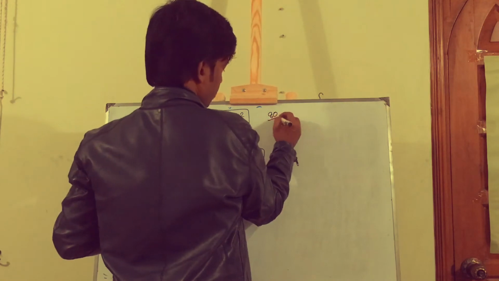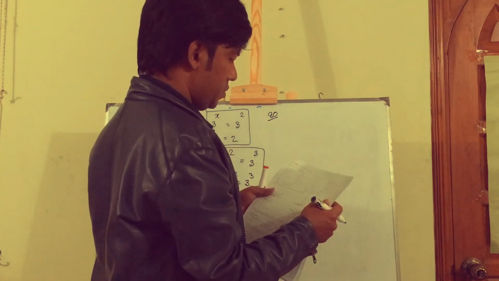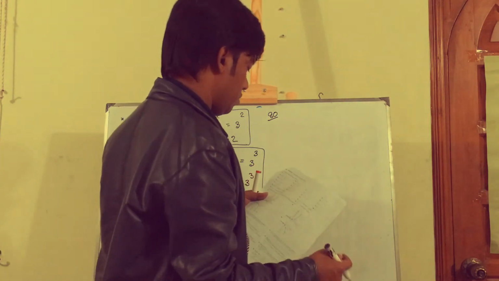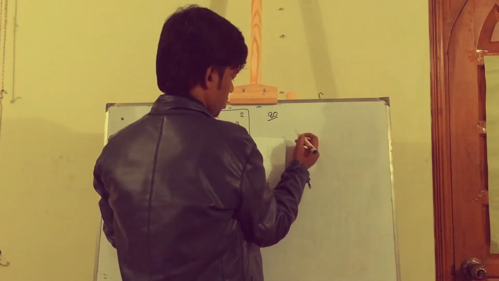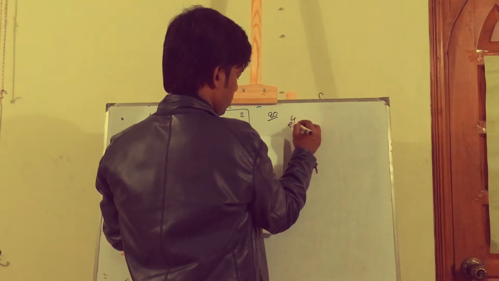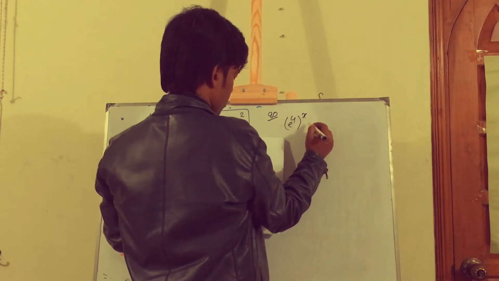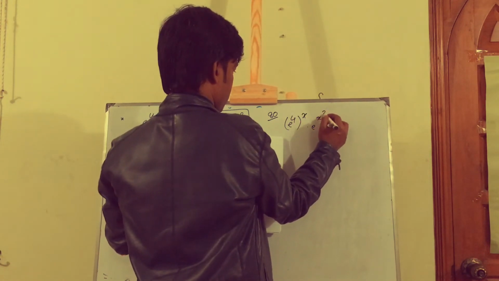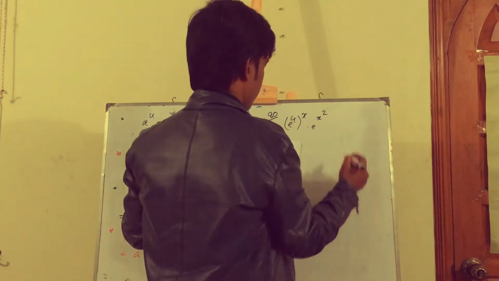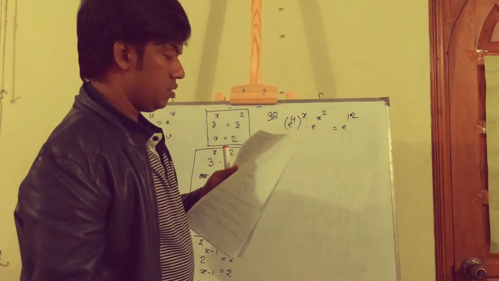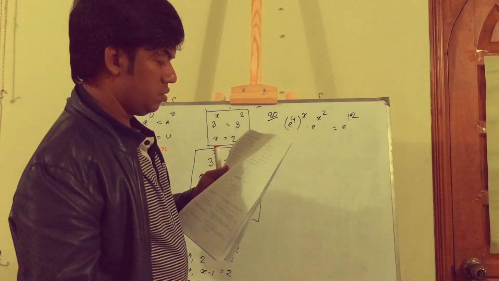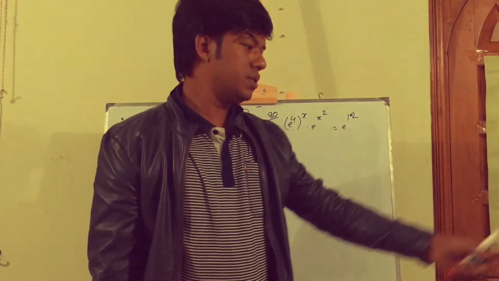This is from the book Exponential and Logarithmic Functions, basically from the Sullivan book. So (e^4)^x times e^(x^2) equals e^12. This is the math, (e^4)^x. So this is a kind of math.